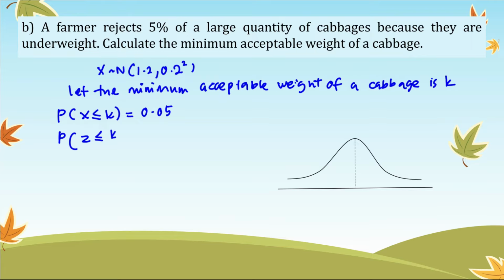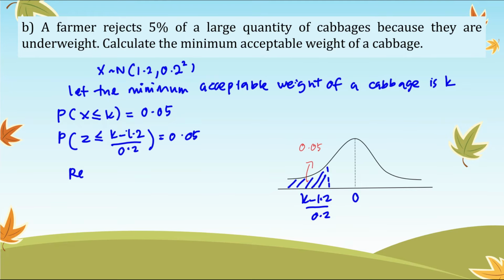K minus 1.2 over 0.2 is equal to 0.05. Let's look for the bell shape. 0 is in the middle. K minus 1.2 over 0.2 is on the left side. This area represents 0.05. Now we can refer to table 4.